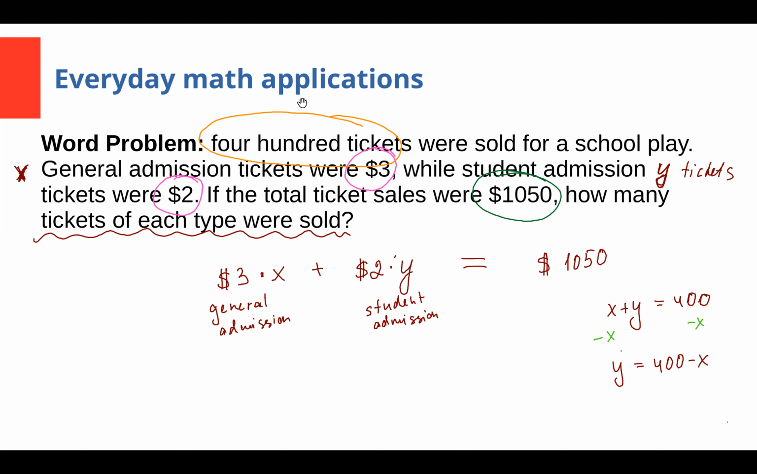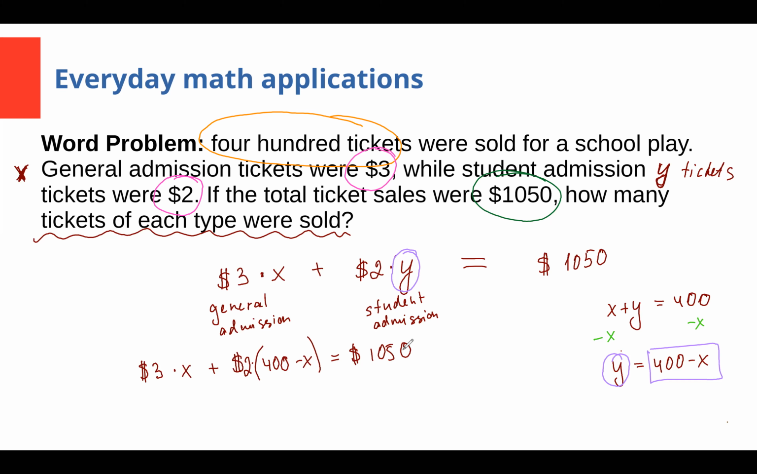So here is our connection. We are going to replace this Y with this expression over here. Let's go ahead and do that. So we do $3 times X plus $2 times (400 minus X) equals 1,050. We can solve it, especially if we remove this dollar sign, then it's just a regular equation that we have. And all we need to do is solve it.